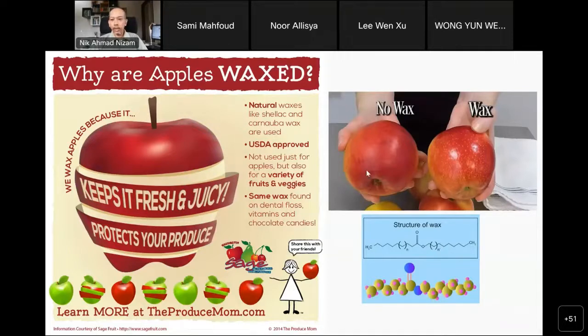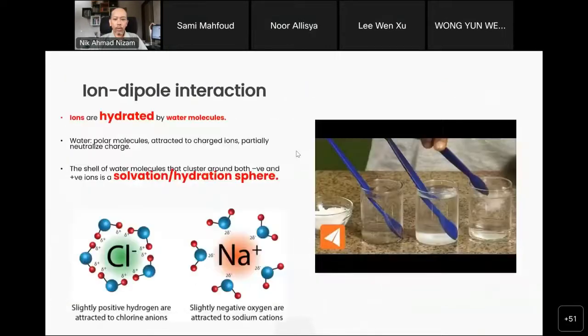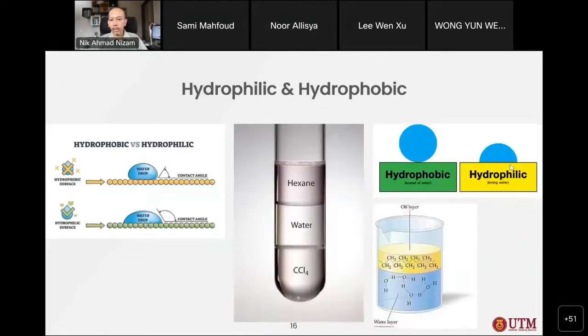Okay. So actually the most important thing is that it will create a hydrophobic surface. Like I told you, if the surface of the apple is hydrophilic, the water will interact with the surface of the apple, the skin, and then it will interact with the inside of the apple. So there will be oxidation. Once it's oxidized, it's not good. And it looks blackish.